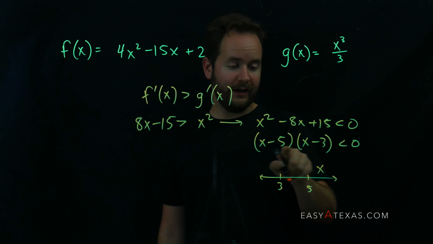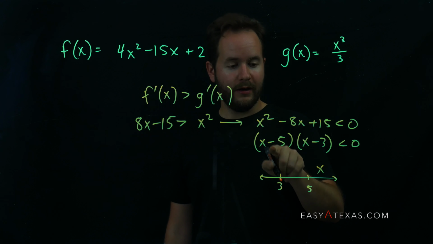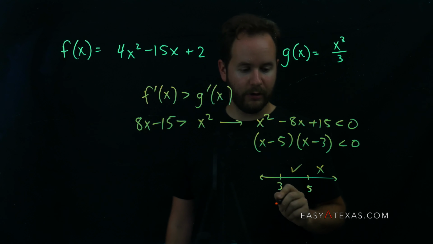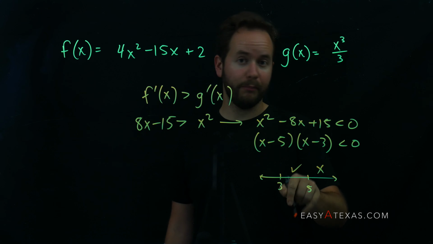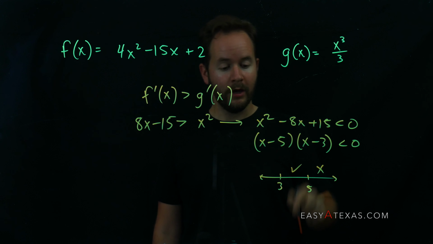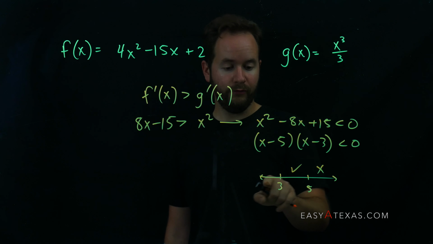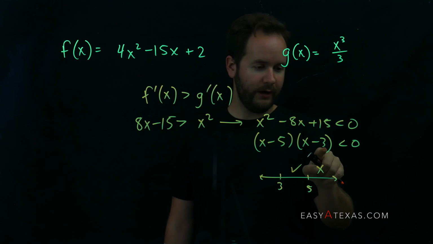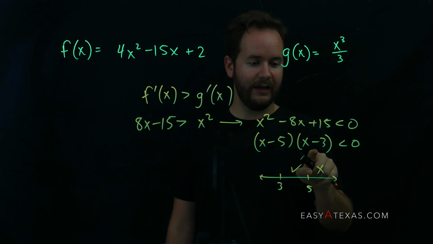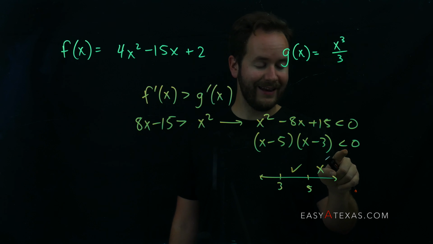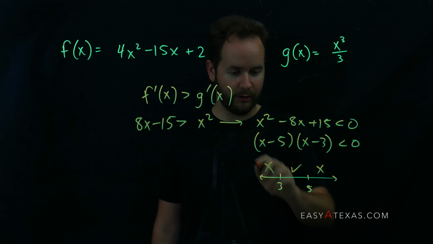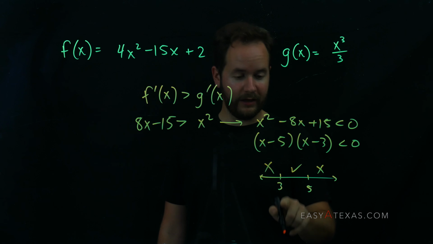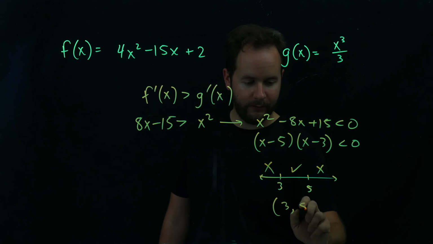4 minus 5 is negative 1, 4 minus 3 is positive 1, negative 1 times 1 is negative 1, which is less than 0. So we're going to put a check mark over the interval from 3 to 5 because that's where we plucked the number x equals 4 out. Okay, we're going to pluck one last number, x equals 2, from this interval, and plug that in. 2 minus 5 is negative 3, 2 minus 3 is negative 1, negative 3 times negative 1 is positive 3, but that again is not less than 0, so we're going to cross off that interval, and so the only interval we're looking for that satisfies this inequality is from 3 to 5, which can be written like this.